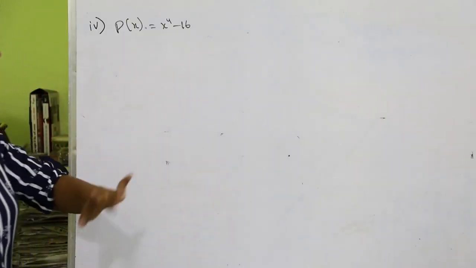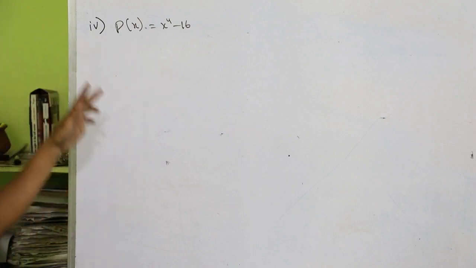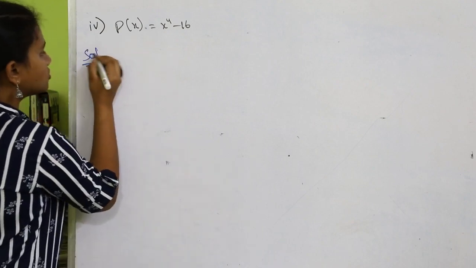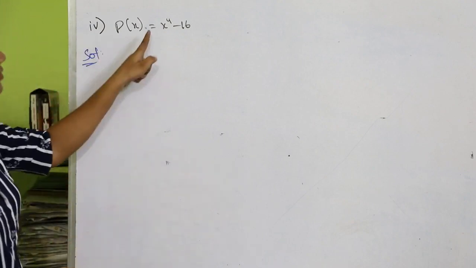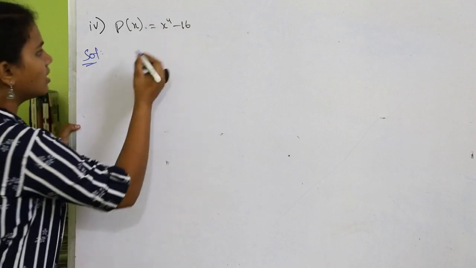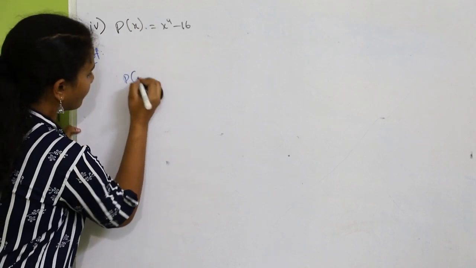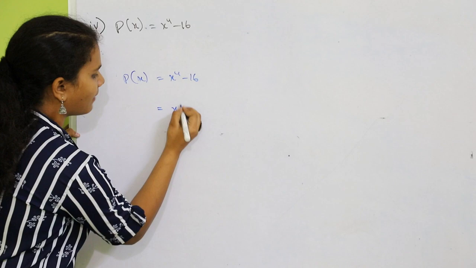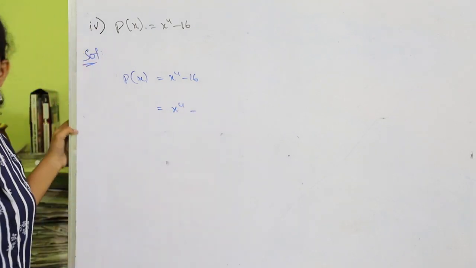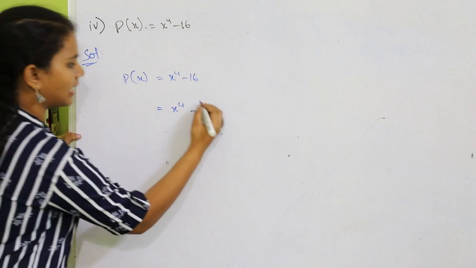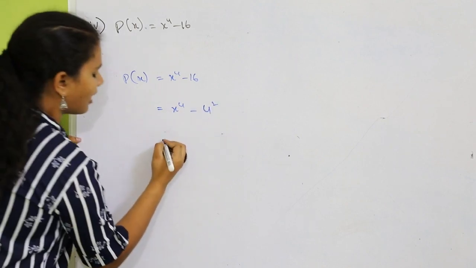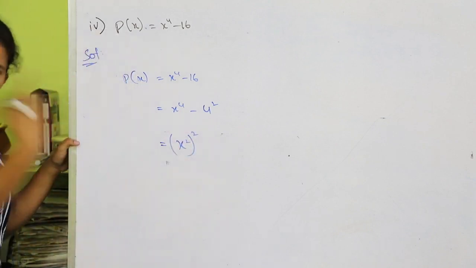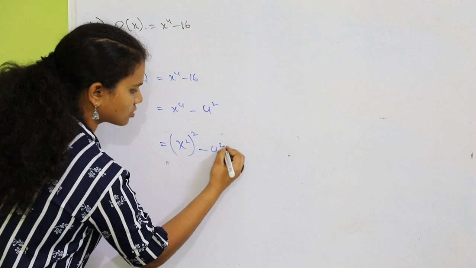So here, find the zeros of the polynomial. The given polynomial is p of x equal to x power 4 minus 16. To solve the given equation, p of x equals x power 4 minus 16. Now, x power 4 as it is, and minus 16 can be written as 4 square, where 4 squared is 16, right? And x power 4 can be written as x square whole square, so x square whole square minus 4 square.